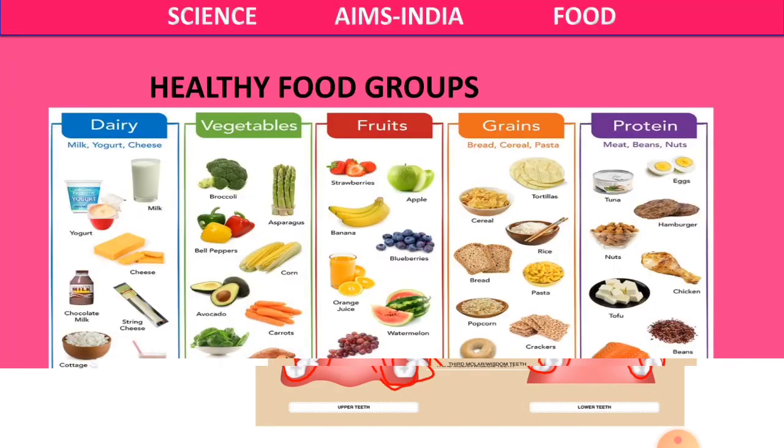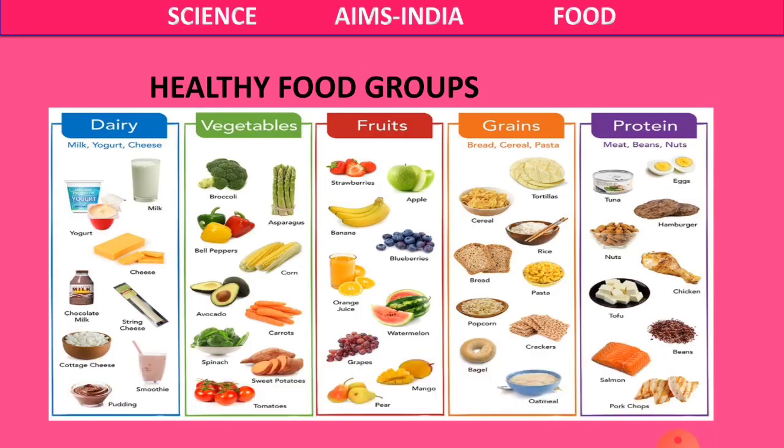Okay, children? So now we have learnt about the teeth. Now let us know what food we have to eat. So basically we have divided the food groups into 5, which are healthy to eat. And it is very compulsory for us to eat all these foods to stay healthy.